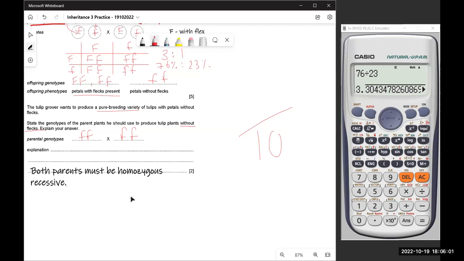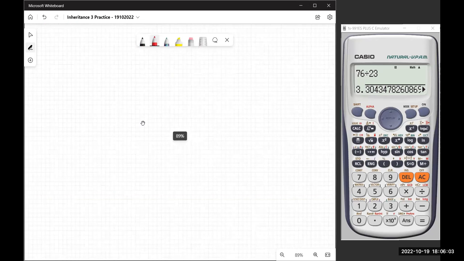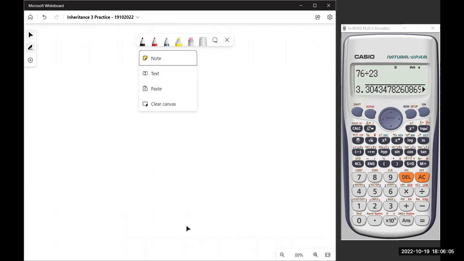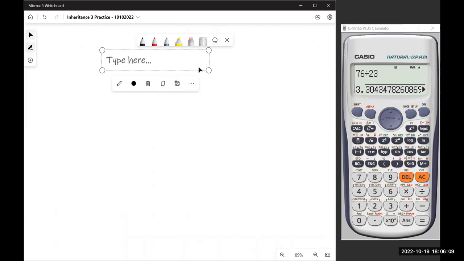Zahra, where is Safa? Sir, she's right next to me. Okay. Now I want you to be honest. Now I'm going to give you some genetic diagrams. Make it in your notebook. Okay, sir.